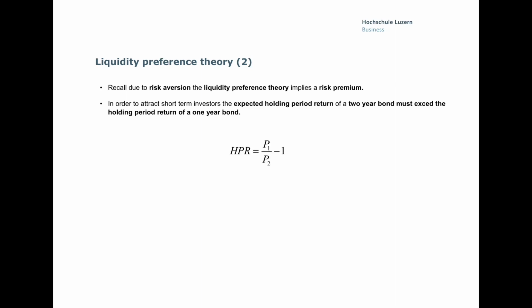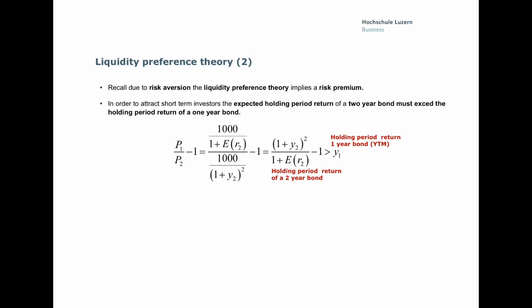Since the holding period is 1 year, recall that the corresponding holding period return of a 2-year bond is defined as the price of that bond with 1 year left to maturity divided by the price of the same bond with a maturity of 2 years, minus 1. The price of a zero-coupon bond with a maturity of 2 years, 1 year from now, is 1,000 divided by 1 plus the expected short rate in year 2. The price of a zero-coupon bond with a maturity of 2 years is 1,000 divided by (1 plus the corresponding yield to maturity) to the power of 2.